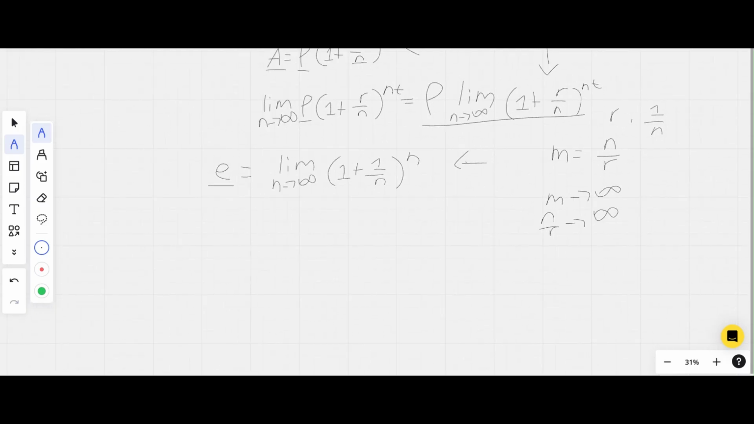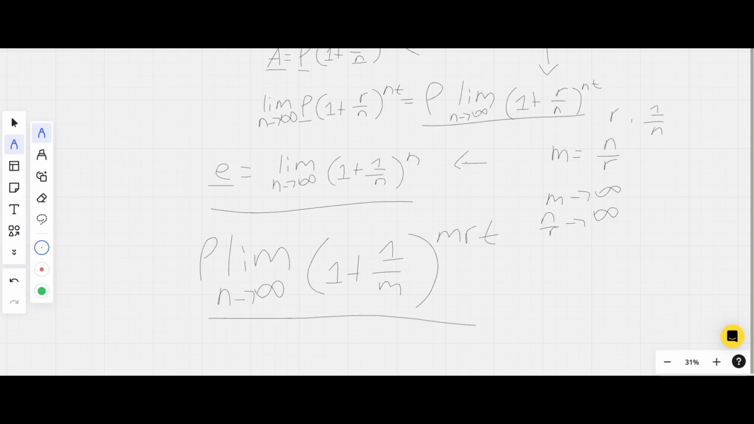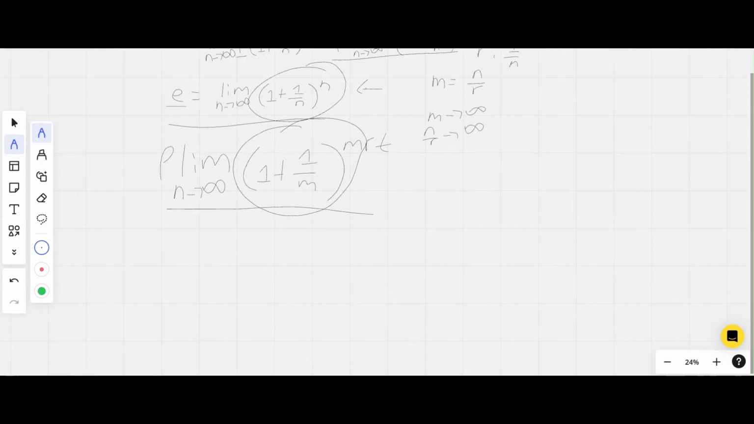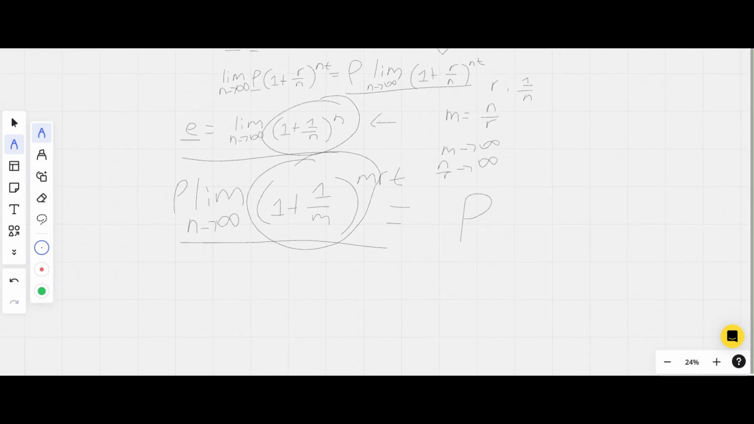If I do that, then I get P times the limit as M approaches infinity of 1 plus 1 over M. Can we write N in terms of M? Well, yeah, we can. Since M equals N over R, N equals MR, so the exponent becomes MRT. Cool. Now if you look at this and you look at e, you can notice the similarity: we have this limit of (1 plus 1 over M) to the power of M, which is the definition of e. So this is basically e, and we can just do P times e to the power of RT.